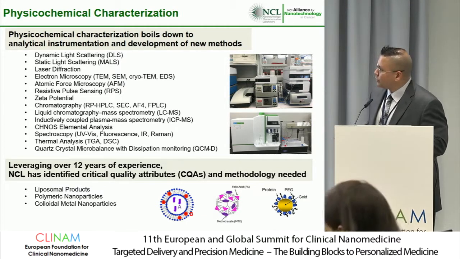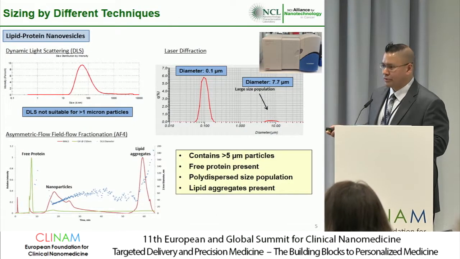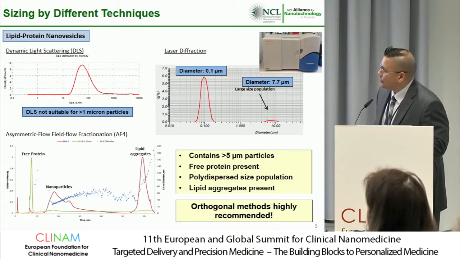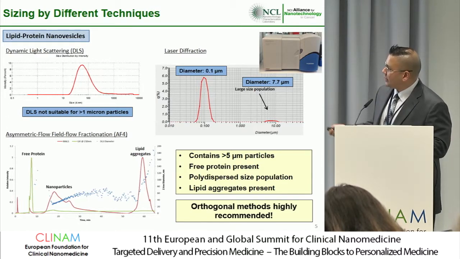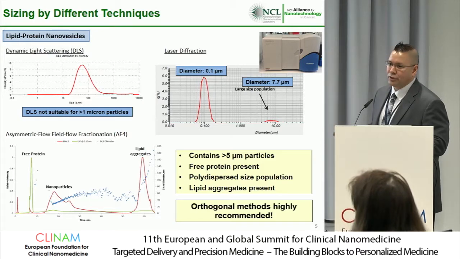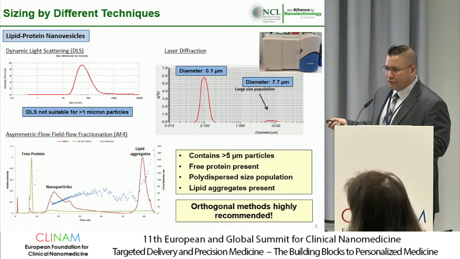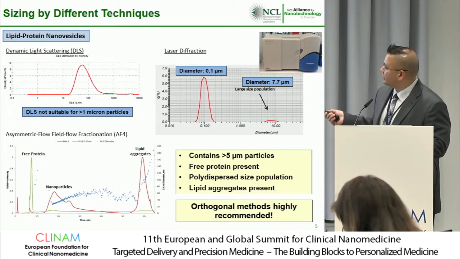So I will go through some examples in our lab where we've characterized our client particles and just show you examples on how we characterize and what techniques. So the first one I have here is for lipid protein nanoparticles. We measure this by dynamic light scattering. You can see some particles are out here. We all know that DLS is not suitable for above micron particles. We did laser diffraction. We can see the smaller peak here, but now with laser diffraction, we can see the presence of this larger size population.